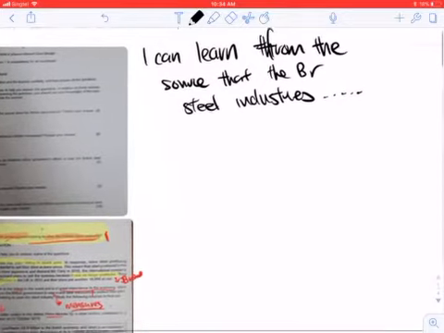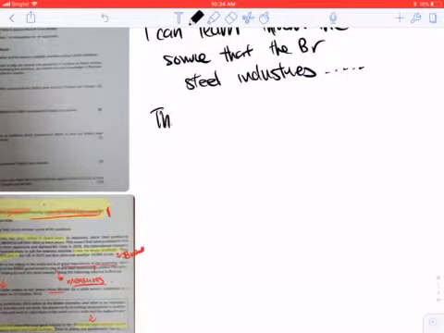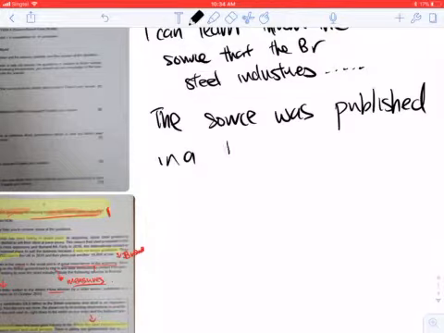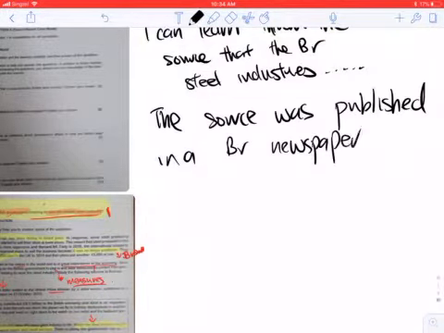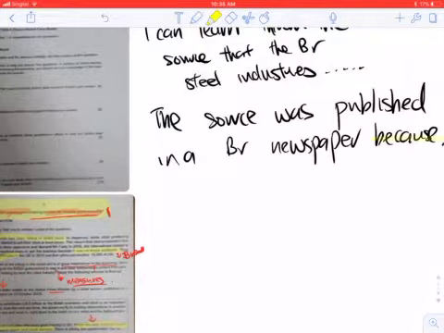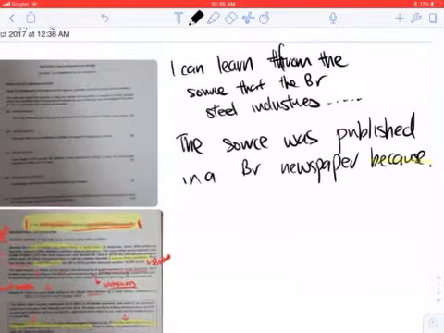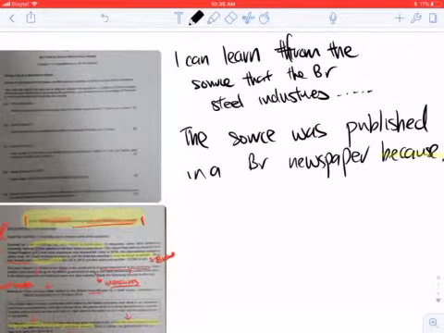So you must say the source was published in a British newspaper because, okay, this is the key word, because. Make sure you write it down. Okay, then for purpose, because it's a purpose question, you must also have your audience.